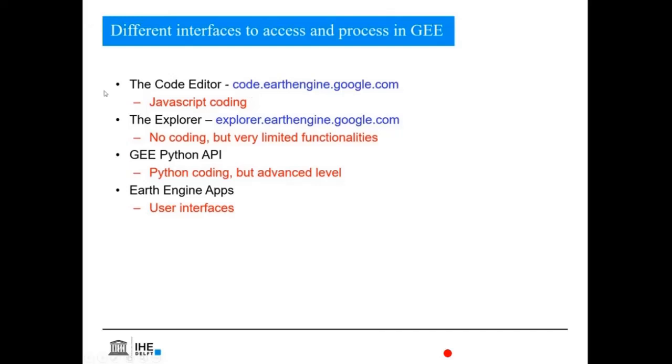And there is the Python API. It uses Python coding, but at a very advanced level. Right now you need to know some command line, and it is also not matured enough. So maybe in the coming years they will put more effort into making the Python API. But it really works if you want to run things in a server, not in a browser. And there are Earth Engine apps, the user interfaces which people have created. You can explore, like the Global Water Explorer which I just showed you.